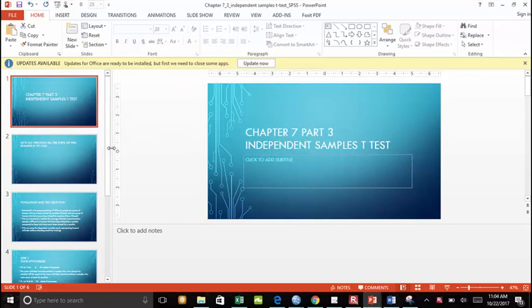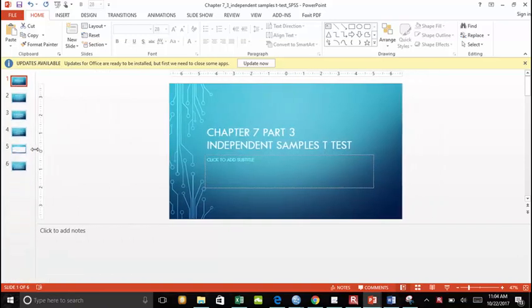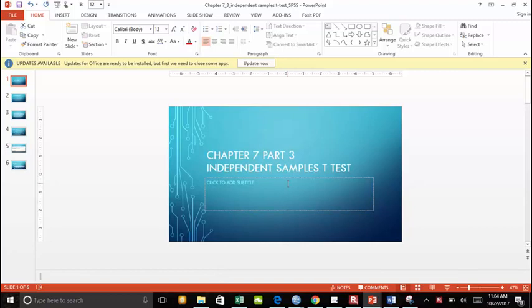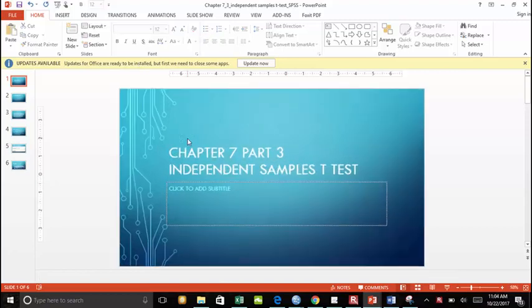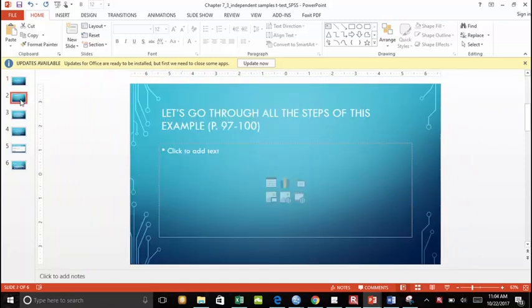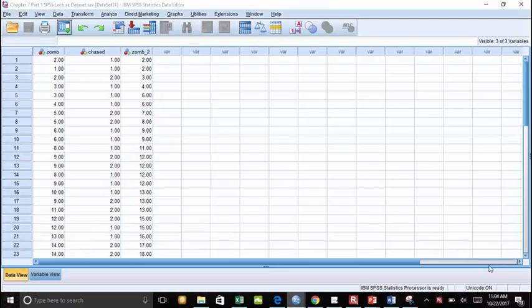We are going to go through how to run an independent samples t-test in SPSS right now, which is part 3 of chapter 7. So hopefully you have with you your textbook and access to SPSS. This is pages 97 through 100 in your textbook, and we're just following along with that example. The data set is the same data set that we've been using for all of chapter 7. Lucky us, the zombie data set. So you'd want to open up that same zombie data set.